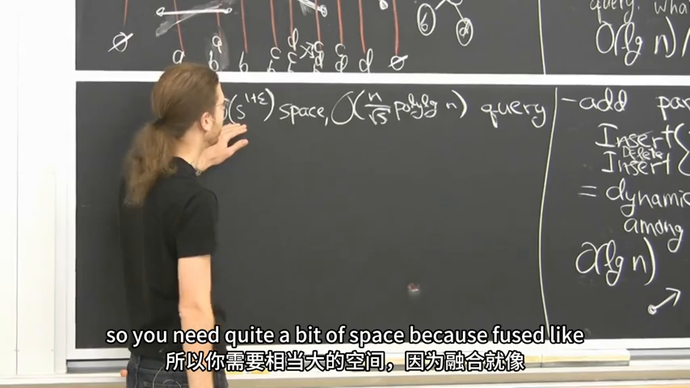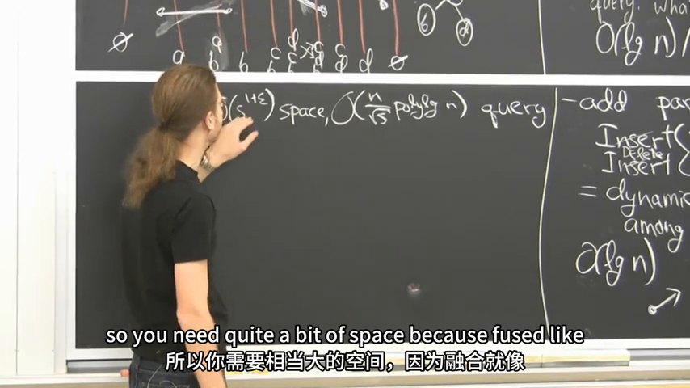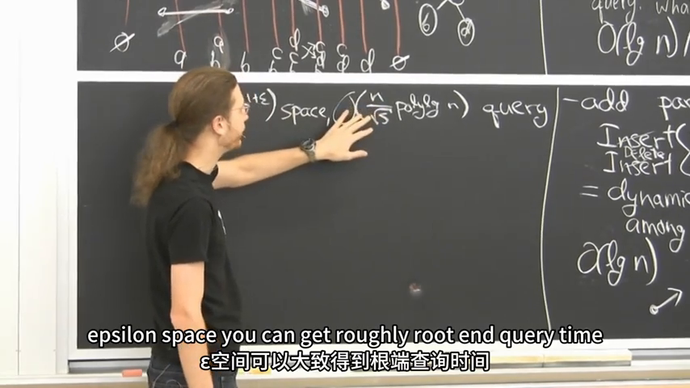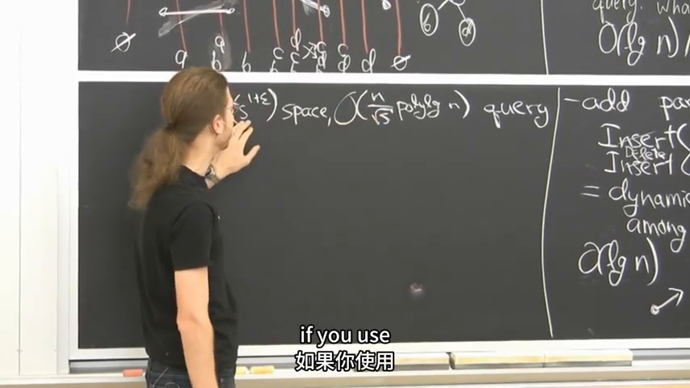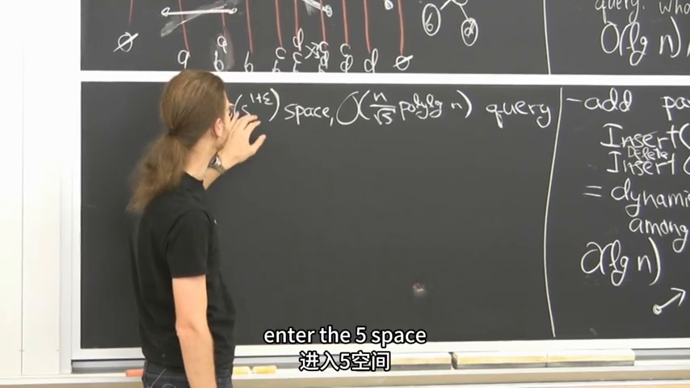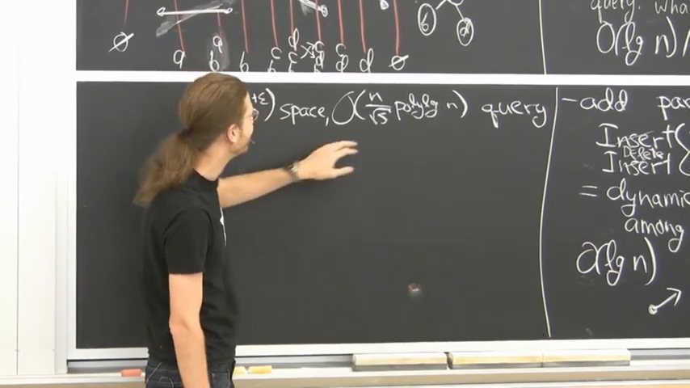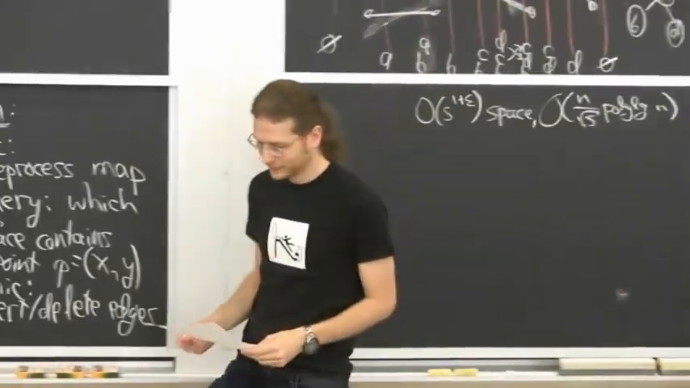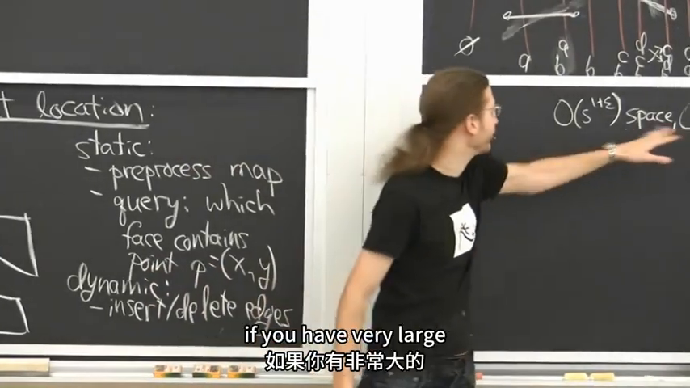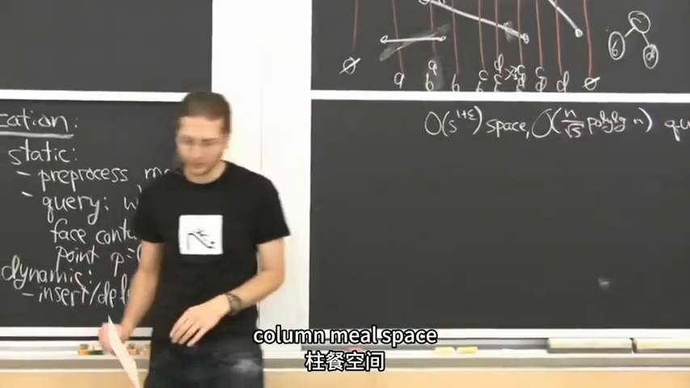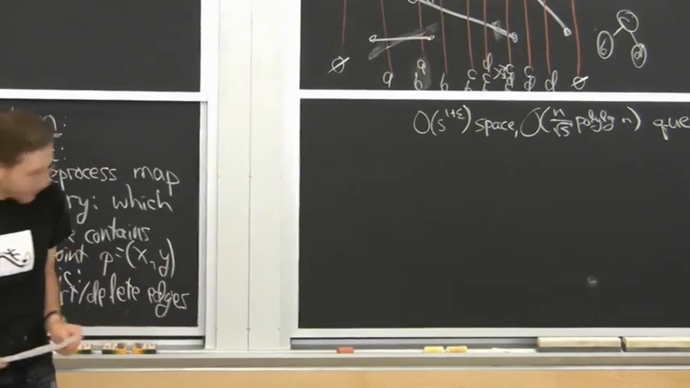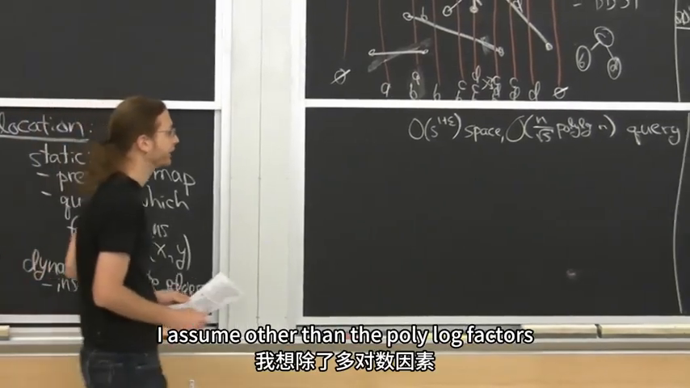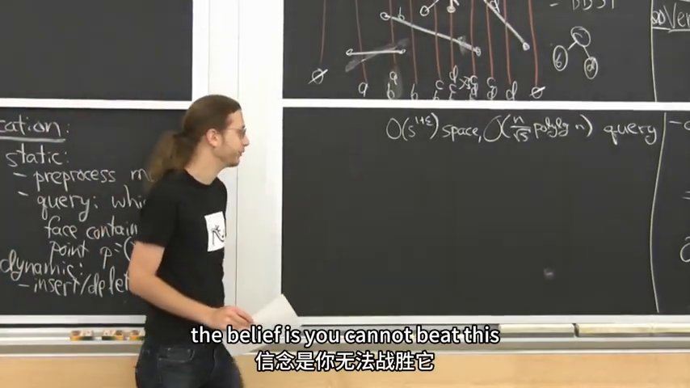So you need quite a bit of space, because if you use like n to the 1 plus epsilon space, you can get roughly root n query time. If you use n to the 5 space, then you get somewhat better query time, but still not great. You can maybe get down to n to the epsilon if you have very large polynomial space. But this is conjectured to be roughly optimal, I assume, other than the polylog factors. Belief is you cannot beat this for general rays.